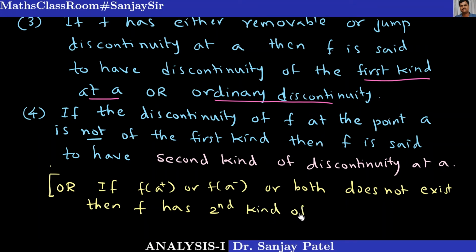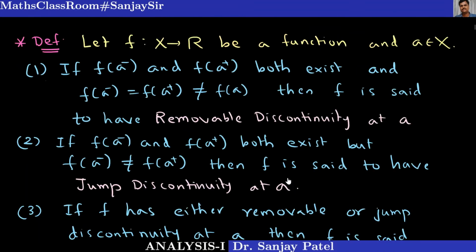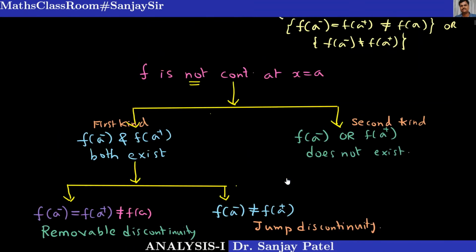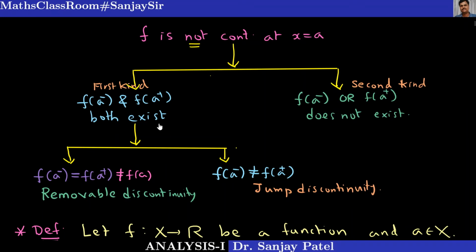Second kind of discontinuity at the point A. So these are the four important definitions, and we will be discussing problems based on this. So let us recall again from this diagram.